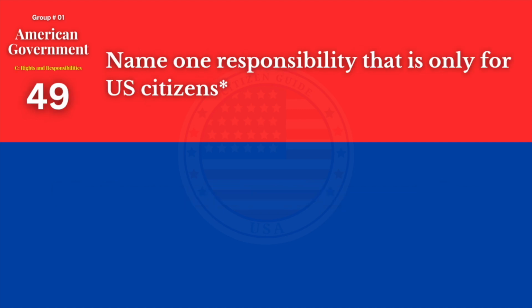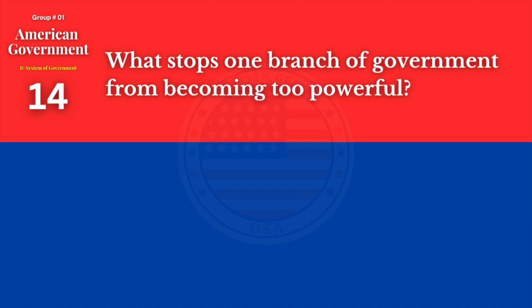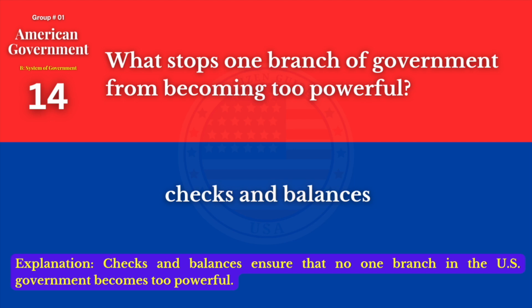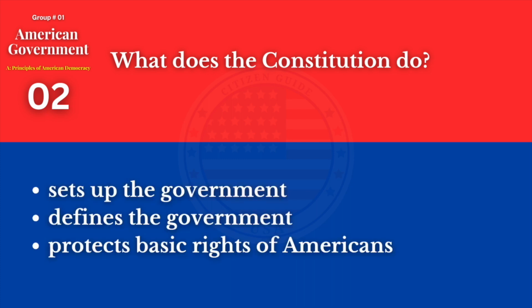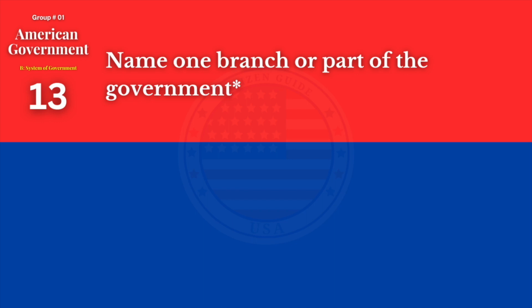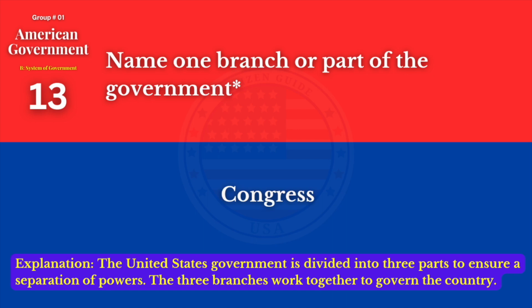Name one responsibility that is only for U.S. citizens. Serve on a jury. What stops one branch of government from becoming too powerful? Checks and balances. What does the Constitution do? Sets up the government. Name one branch or part of the government. Congress.